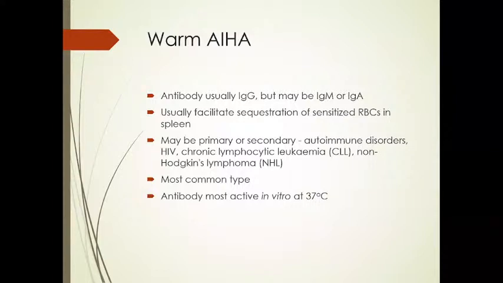It can be primary or secondary to an autoimmune disorder, HIV, a lot of these lymphomas, because of that clone. They may produce a malignant clone that also has issues with self-regulation. So we can get an autoimmune hemolytic anemia. This is the most common type. And as we've said, the antibody is most active in vitro at 37 degrees, okay?